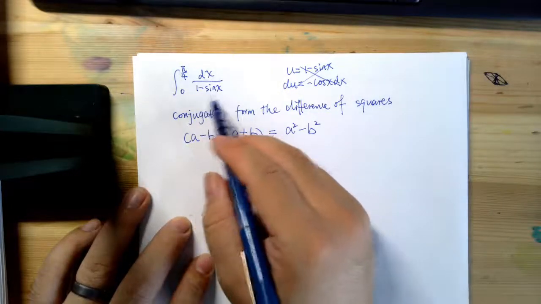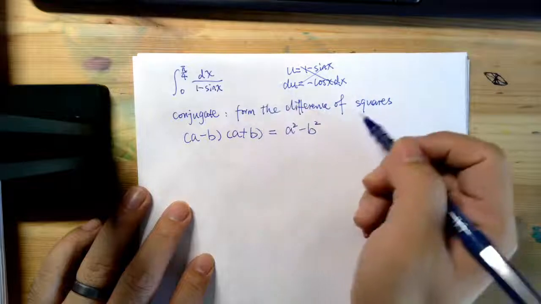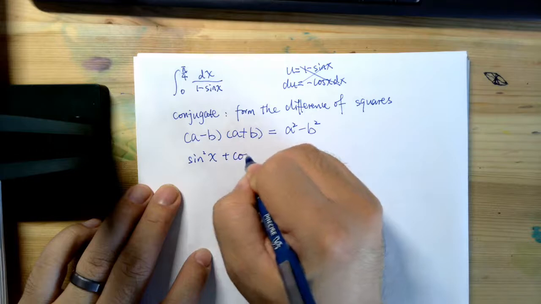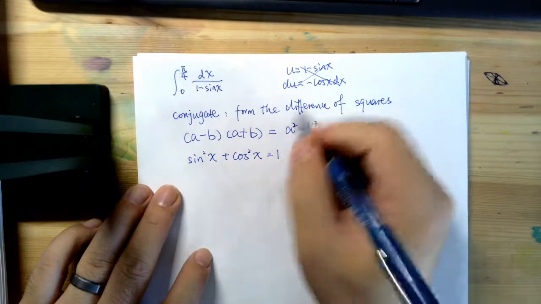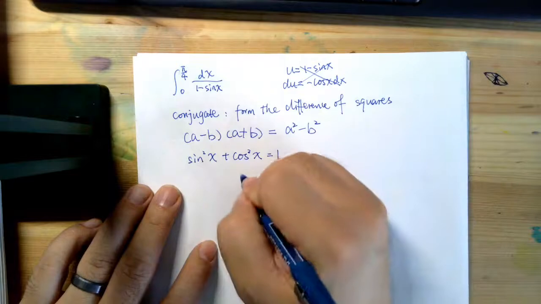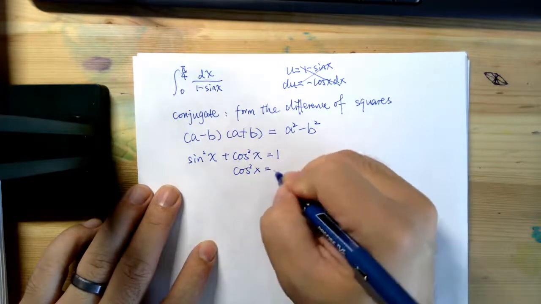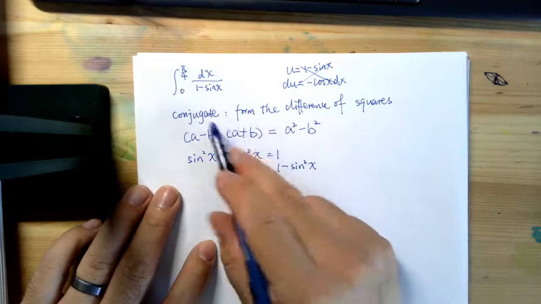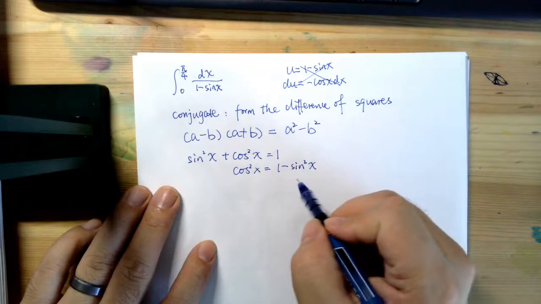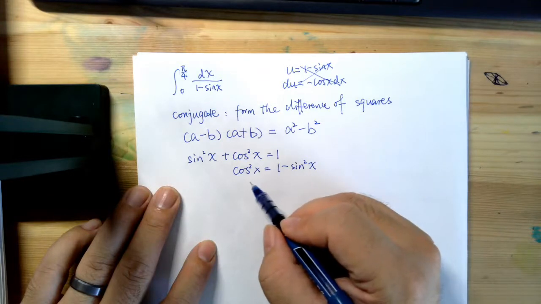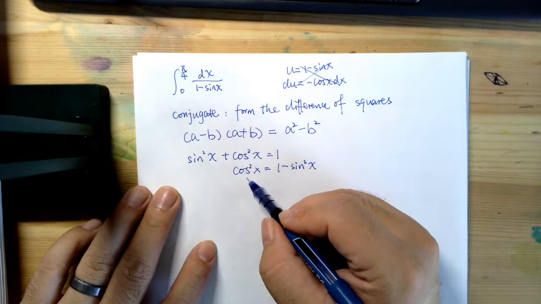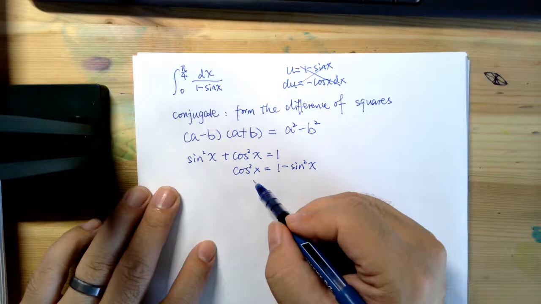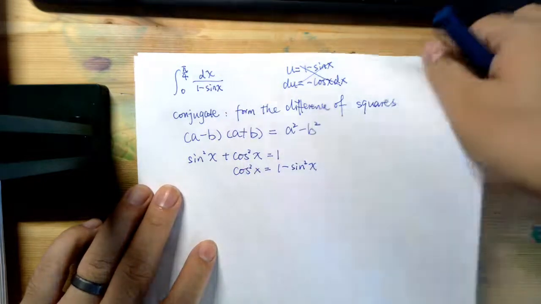Why do we want to use a conjugate? Because we know this: sine squared plus cosine squared equals 1, right? And then cosine squared x equals 1 minus sine squared. You see, we have 1 minus sine x, and if we have 1 minus sine squared, then we can actually rewrite it with the equivalent formula, which is cosine squared. That will help us to simplify this. Okay, so let's do that.